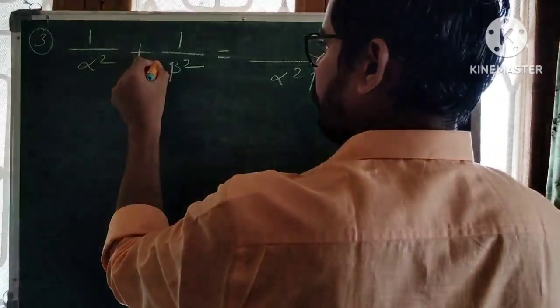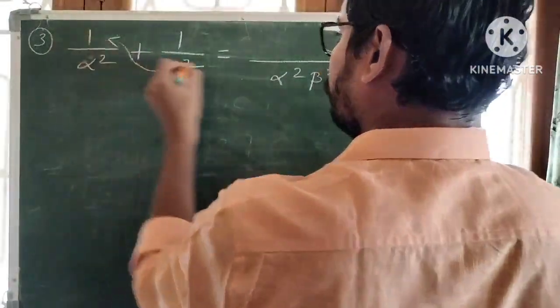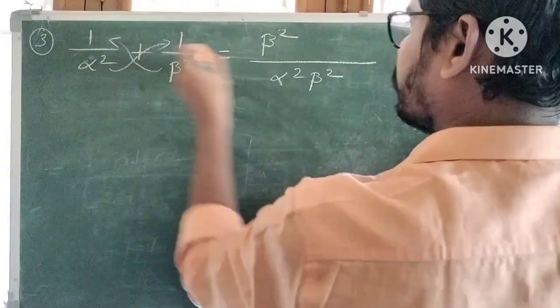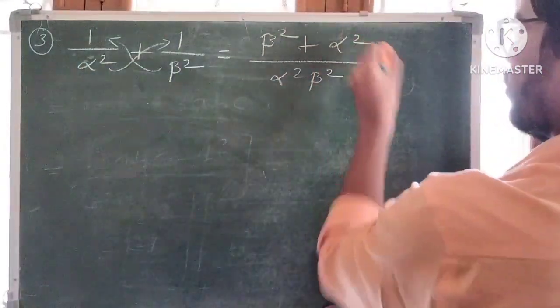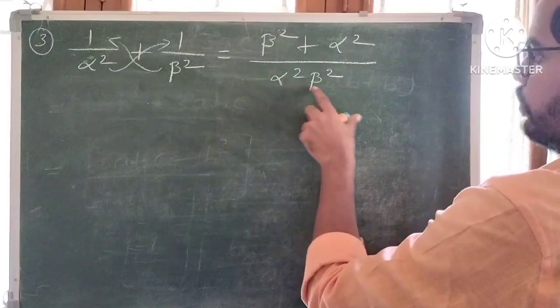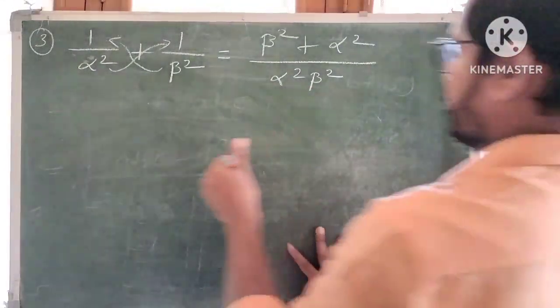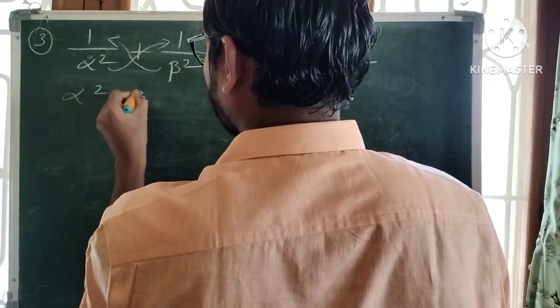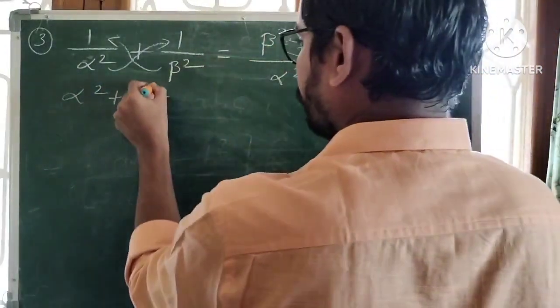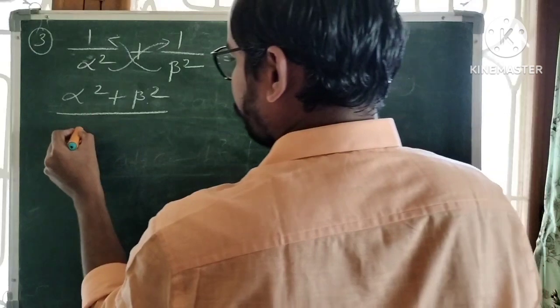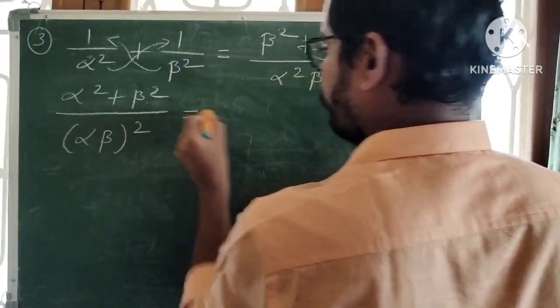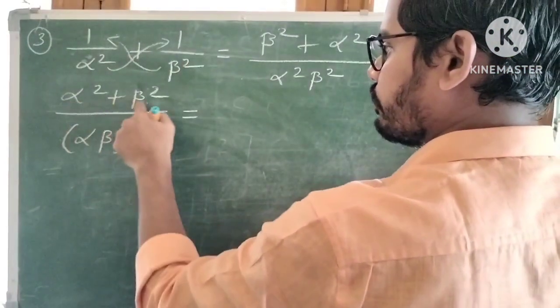Now apply cross multiplication. 1 into beta square, 1 into alpha square, plus alpha square. Okay, here alpha square into beta square can be written as this, and numerator is alpha square plus beta square. A plus b is equal to b plus a, commutative property, by alpha square beta square can be written as alpha beta whole square, is equal to alpha square plus beta square.